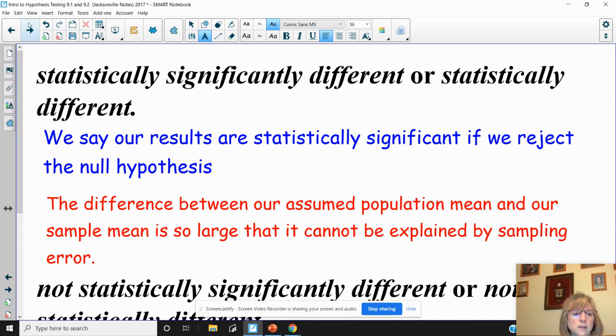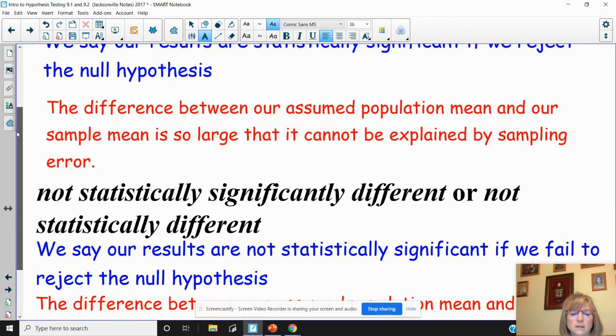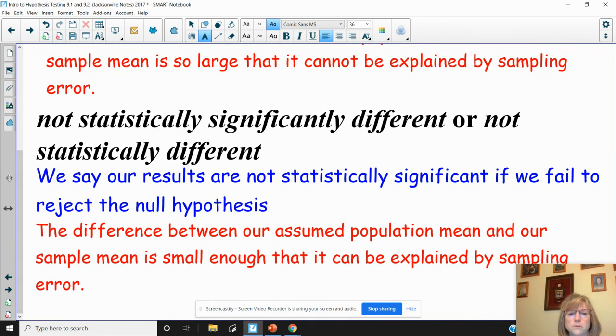On the other hand, if there is not a statistically significant difference, so in the previous example, we did not reject the null hypothesis, what we're saying is that our results are not statistically significant. In other words, the difference between our assumed population mean or proportion and our sample mean was small enough that we can explain the difference by sampling error alone. So in the previous example, our assumed population proportion was 80%, our sample proportion was 78%, and we say in a statistical sense, there's no difference between those two. They're close enough together.